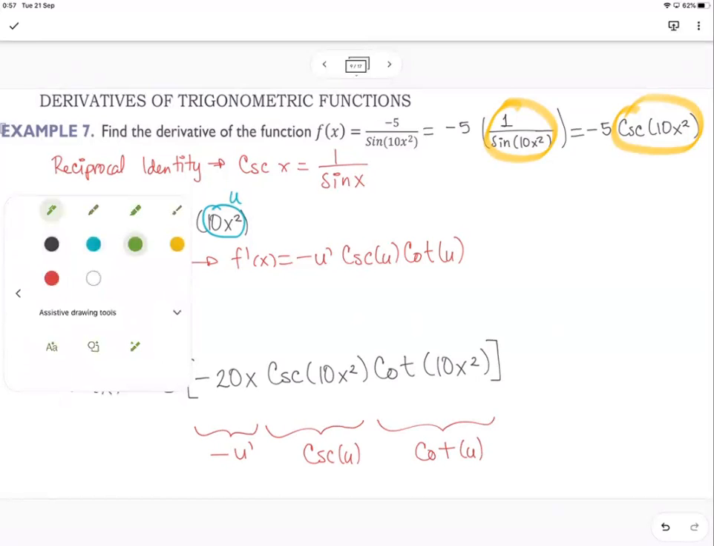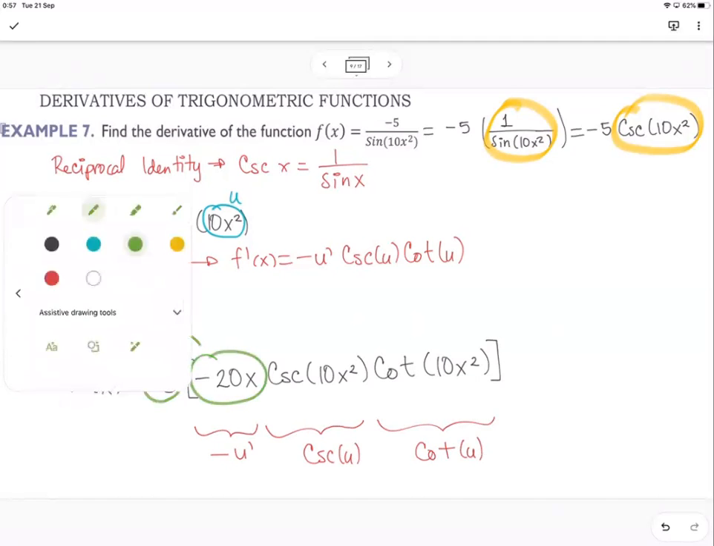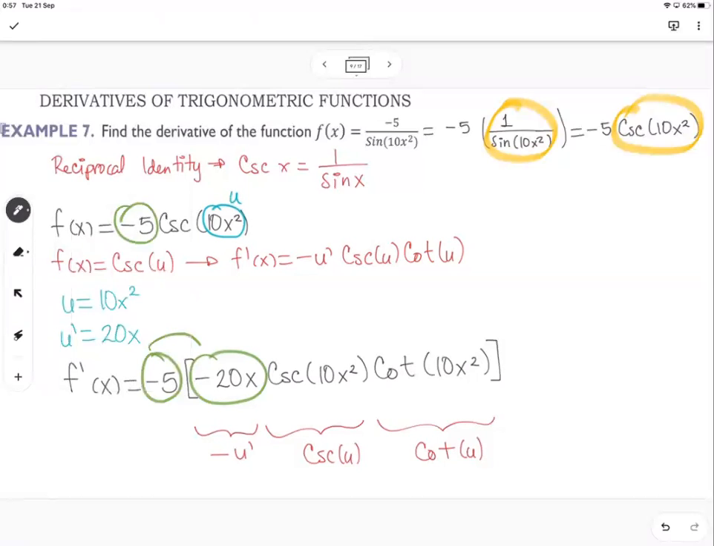What's next? Multiply monomials as always, if possible. So the final answer is going to be 100x cosecant of 10x squared cotangent of 10x squared. And there is nothing else you can do. You are done. Okay.